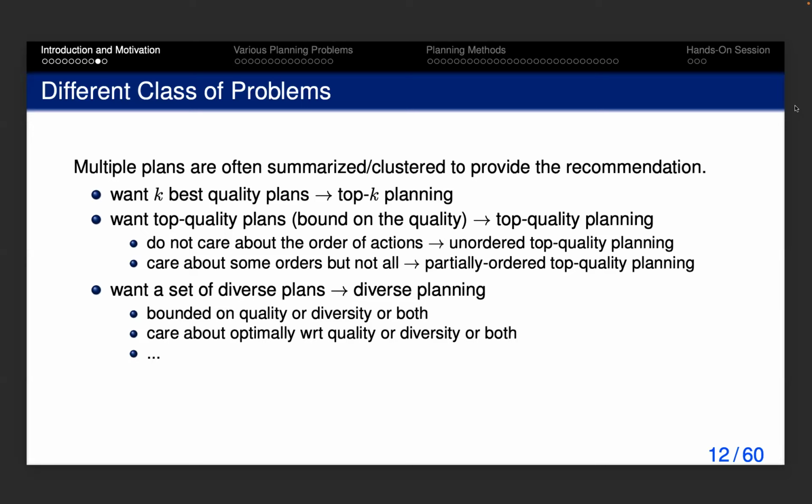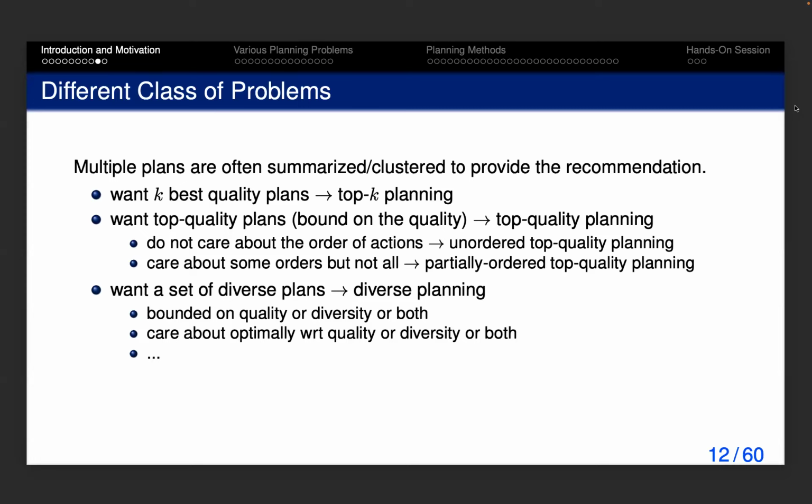But even in the case of diverse planning, you may care about quality. So you potentially want both quality and diversity as metrics that you want to either bound or optimize. So that essentially gives us a hierarchy of different computational problems under the umbrella of diverse planning that I'm going to cover in a few minutes.